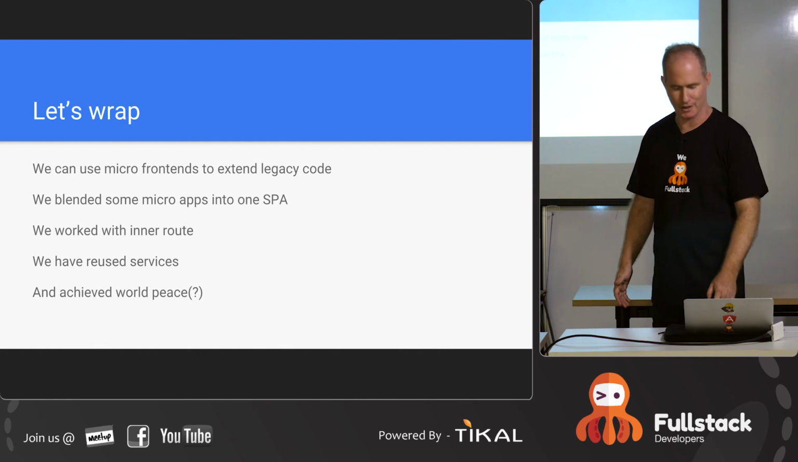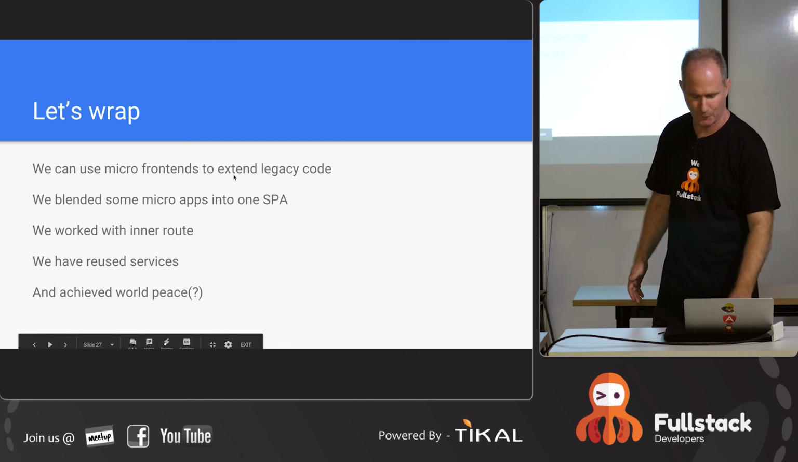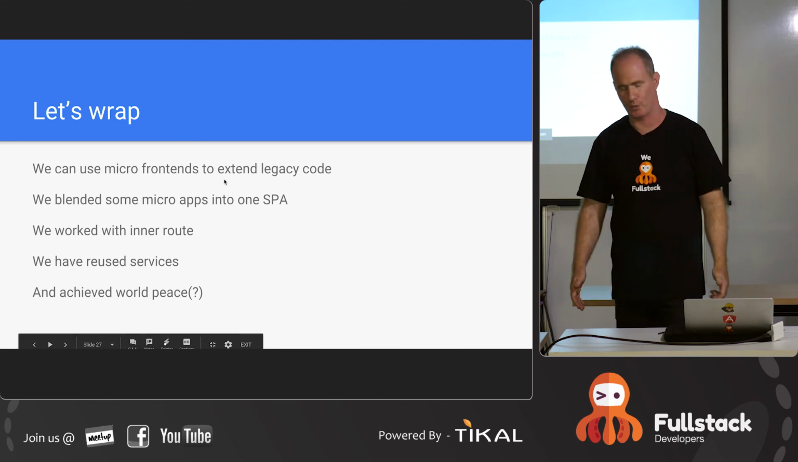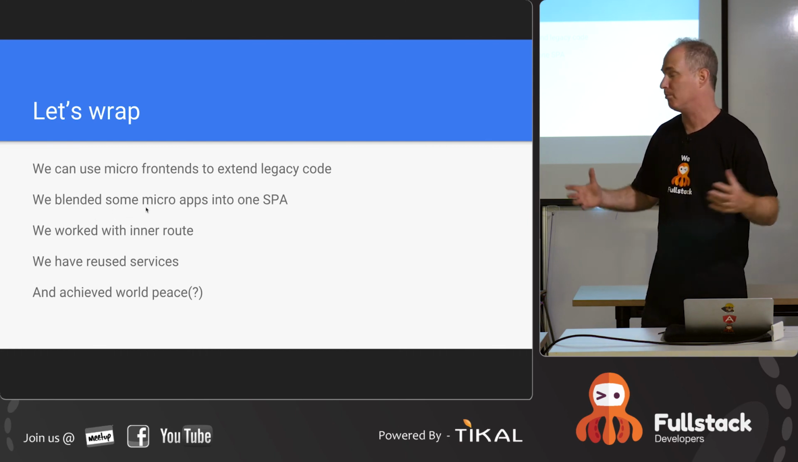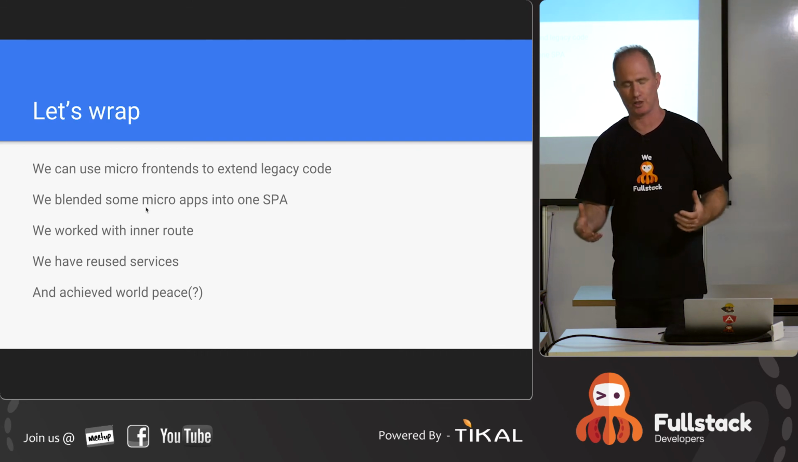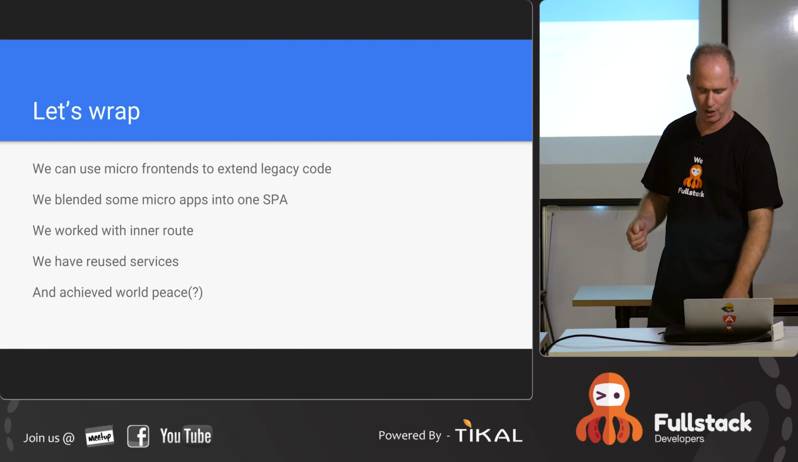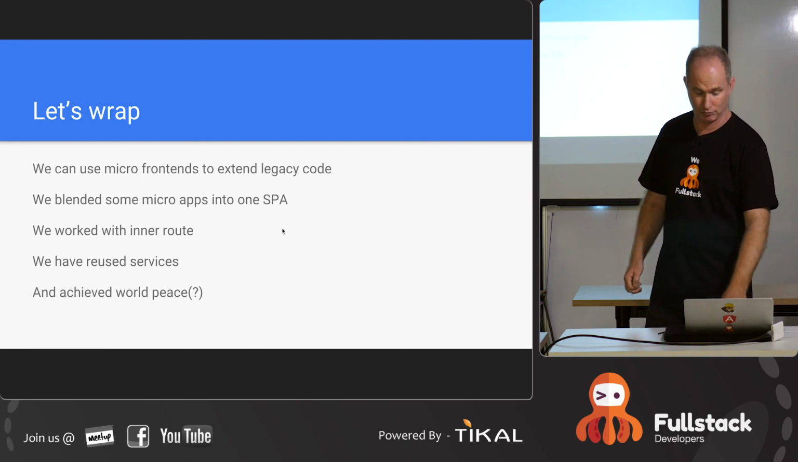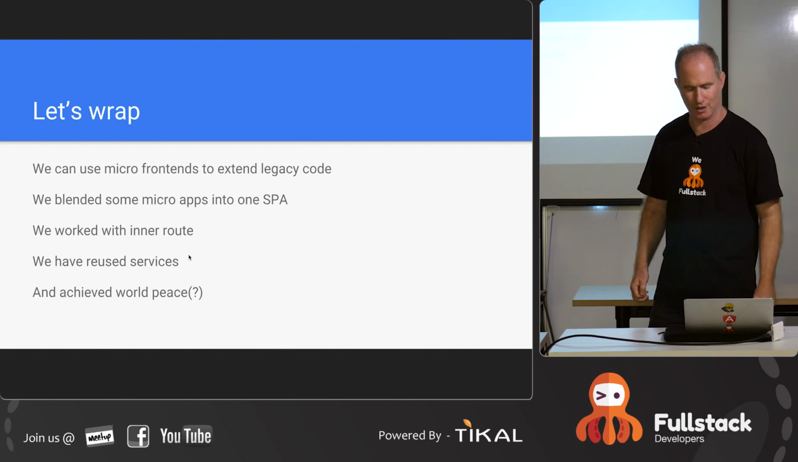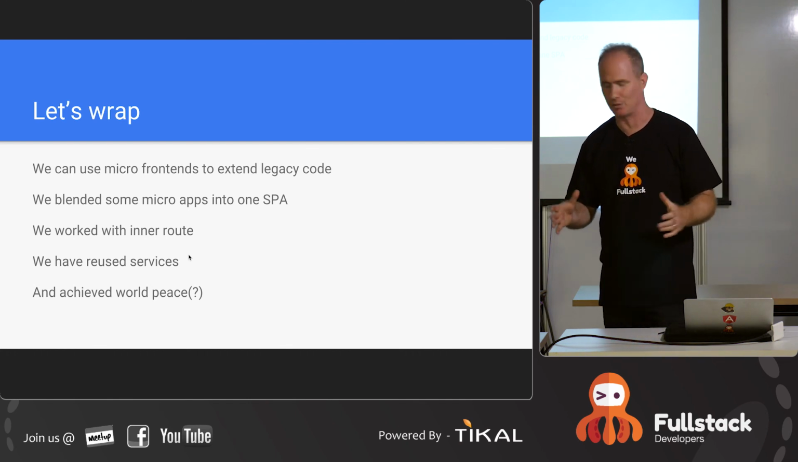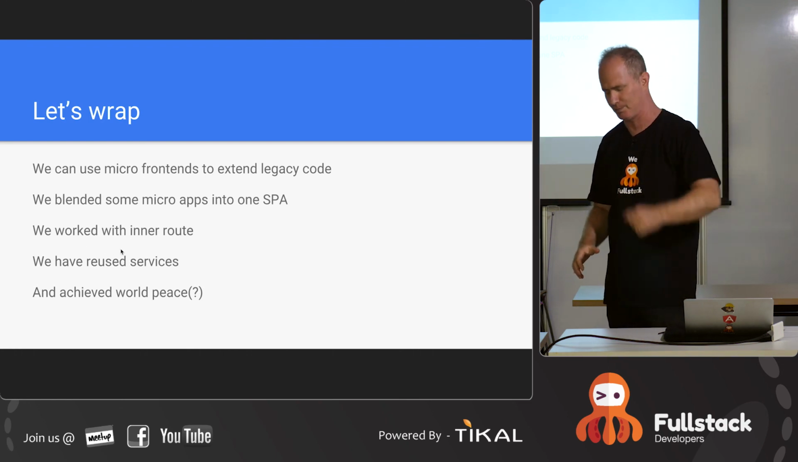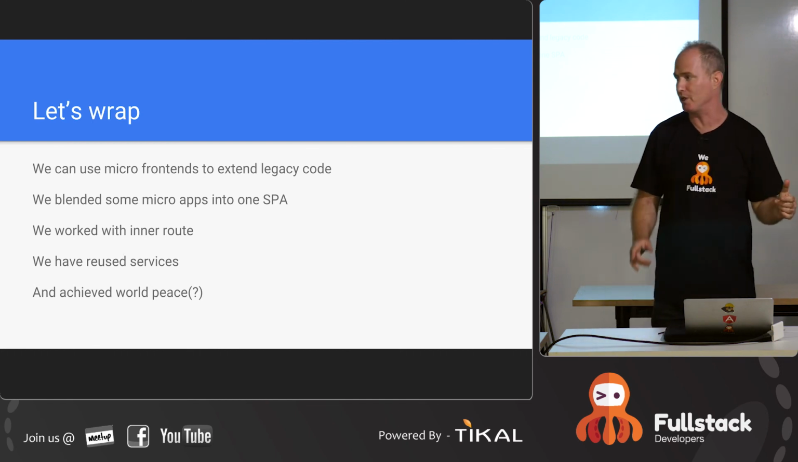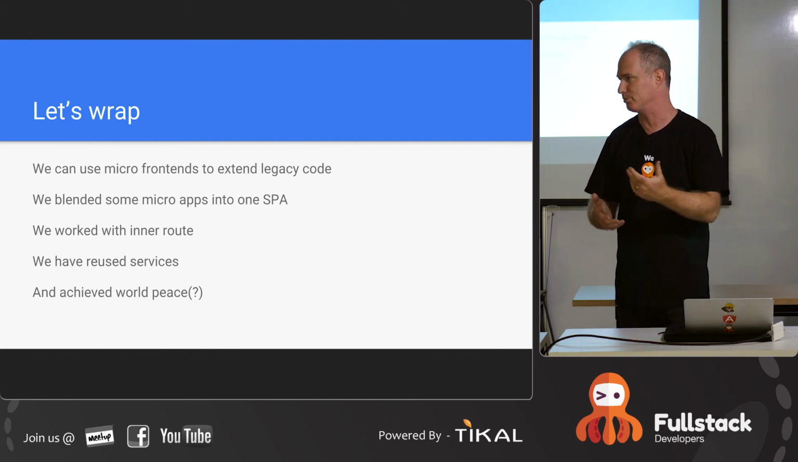All right, okay, let's wrap up. We have legacy code, and we can extend it using micro frontends. Micro apps can be blended, and we can even achieve code reuse in the same single page application. I tried to show you inner routes. It didn't work that well, but when you clone it, I will publish the GitHub URL on the meetup page, so you are welcome to clone it and play with it.